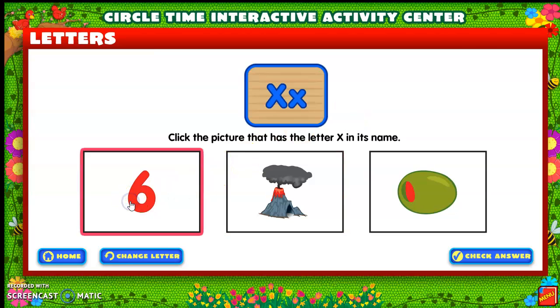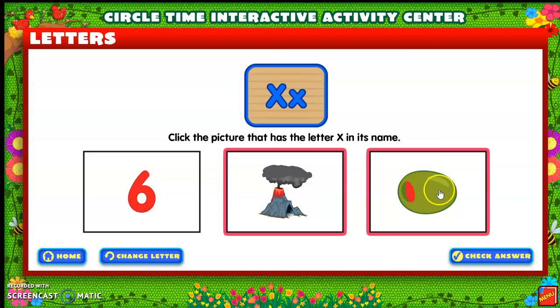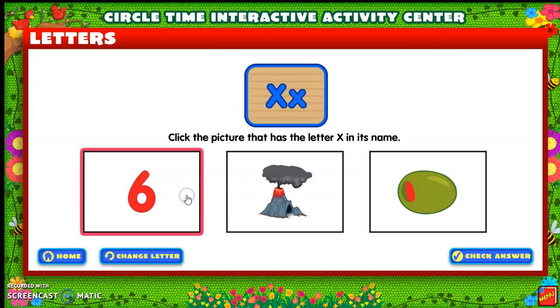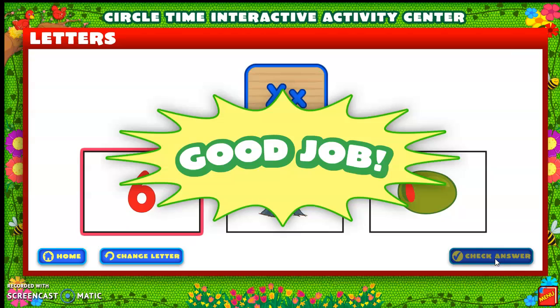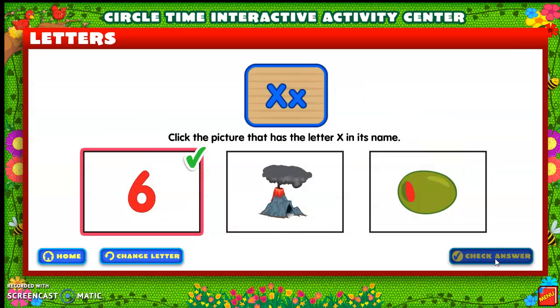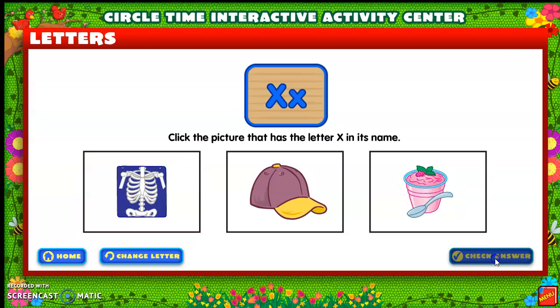Here we have six, volcano, olive. Which one has the letter X in its name? If you said six, you are right, because you can hear that K sound at the end of six. Let's check our answer. Good job. Six has the letter X in it. Awesome. Great job.